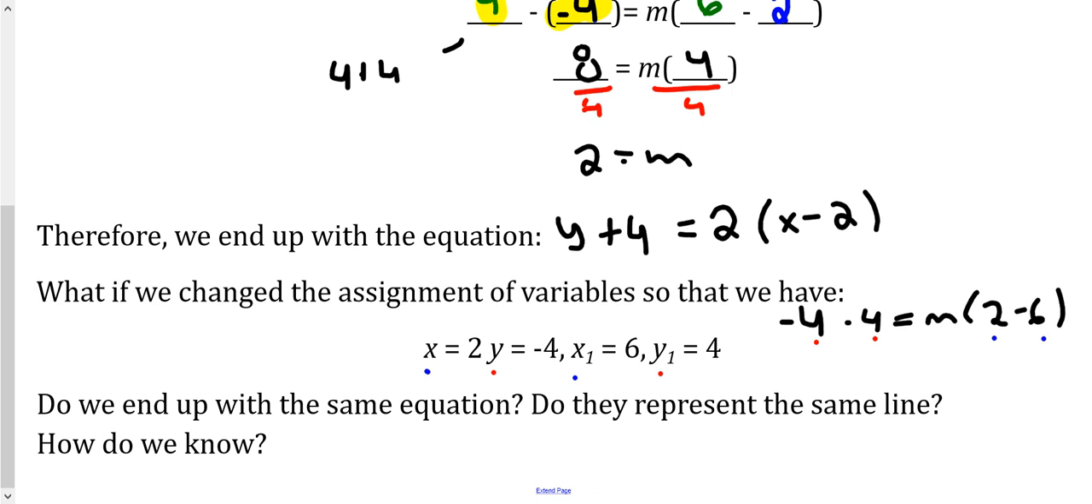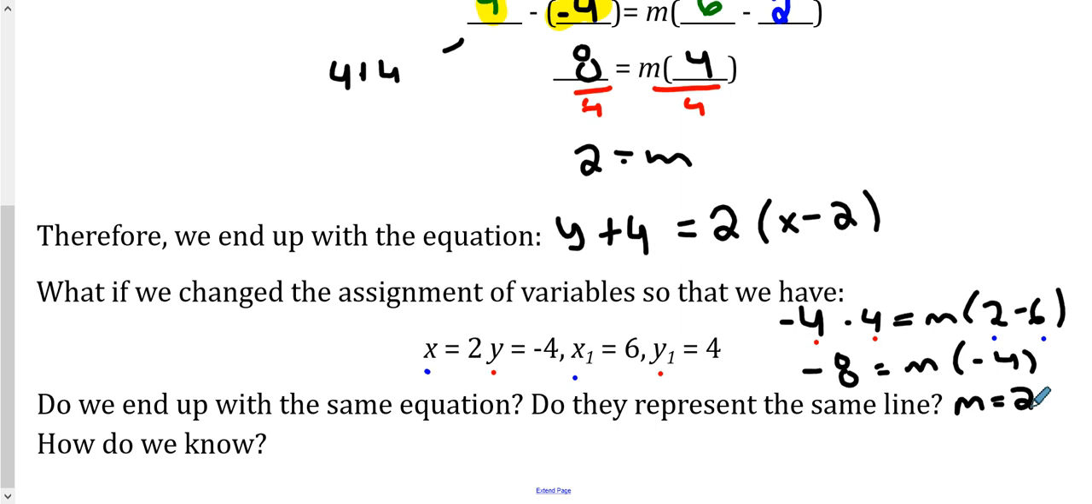So on the left-hand side, it'll look a little different. We'll have a -8 equals m times -4. Well, when I divide both sides by -4, it's going to tell me that m is still positive 2. So we have the same slope.